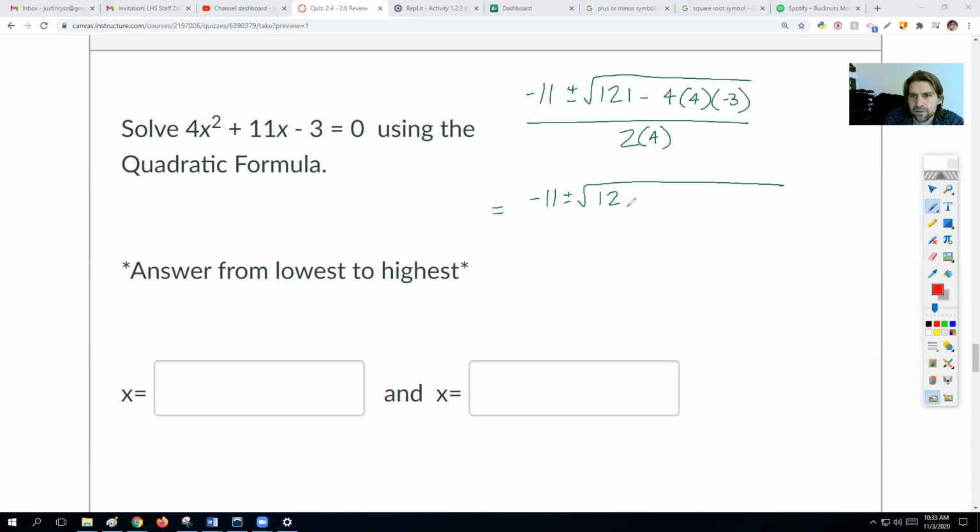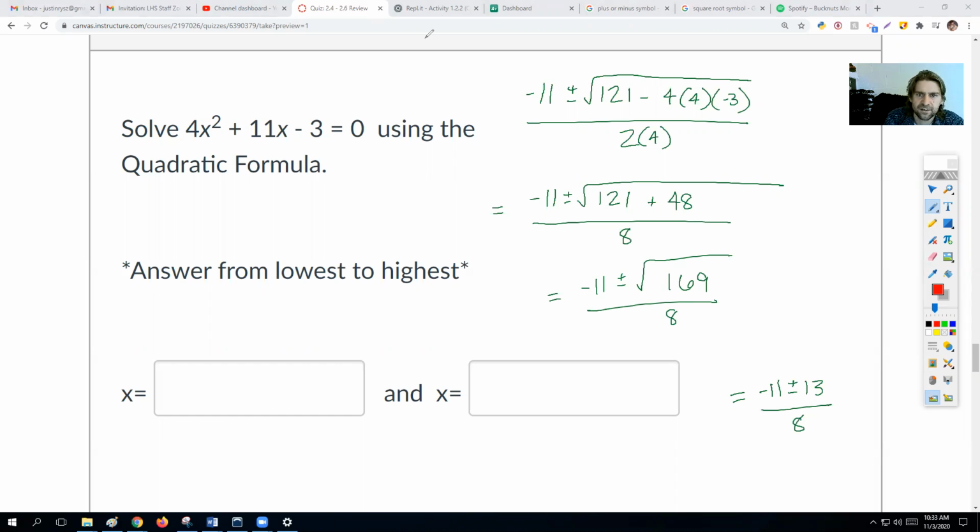All right, so we get 121. Now let's see. Negative 4 times negative 16 times negative 3 would be a positive 48. 2 times 4 is 8. So we get negative 11 plus or minus the square root of, that'd be 169, right? The square root of 169 is 13.